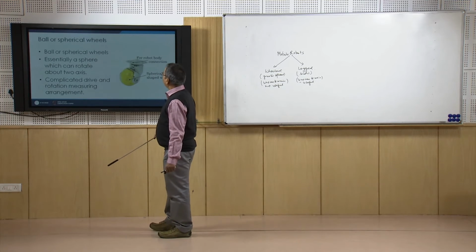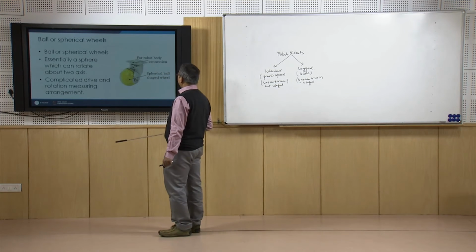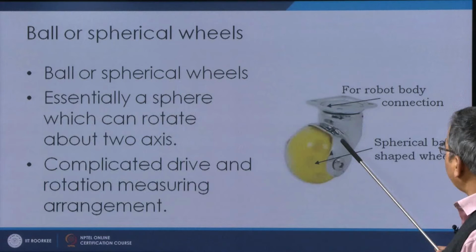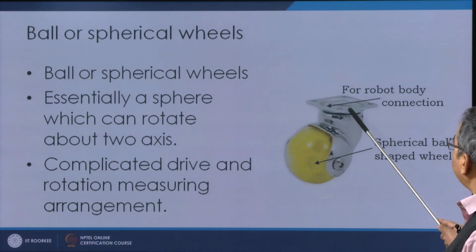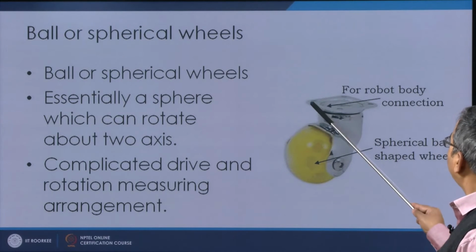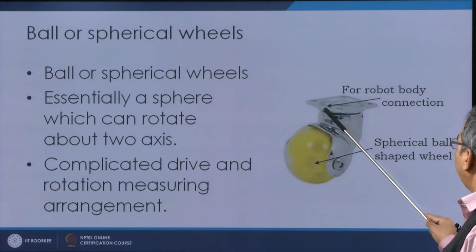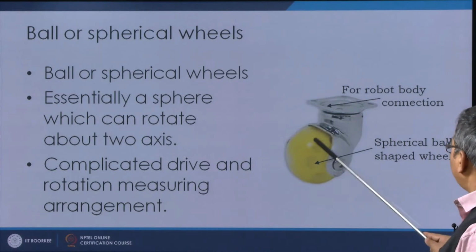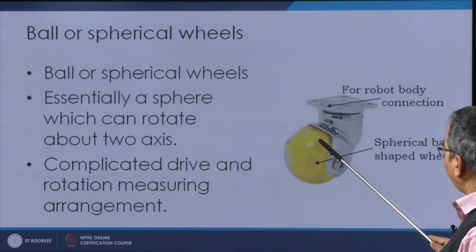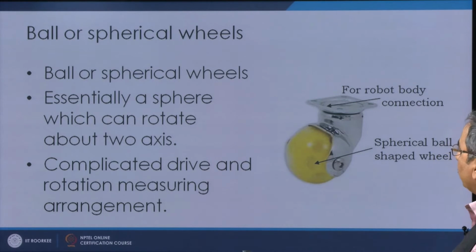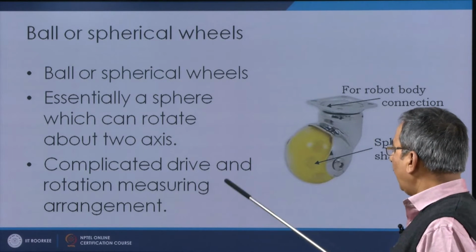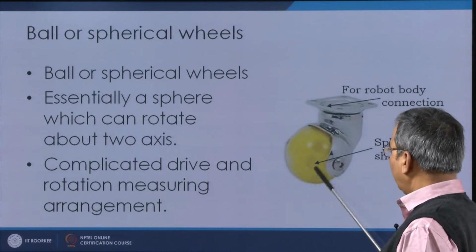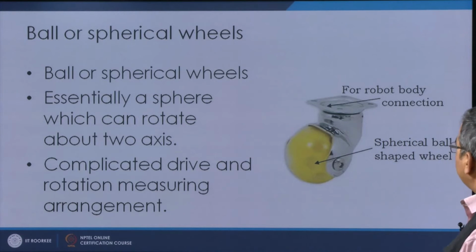Then we have the ball or spherical wheels. Here you can see that there is a frame, and this frame is attached to the robot body. It can be bolted from here. And there is a spherical, ball-shaped wheel which is here. So, these are essentially a sphere which can rotate about 2 axes, with a complicated drive and rotation measuring arrangement, of course, all of which have not been shown here.